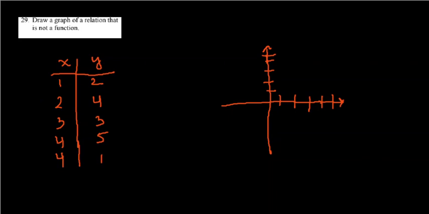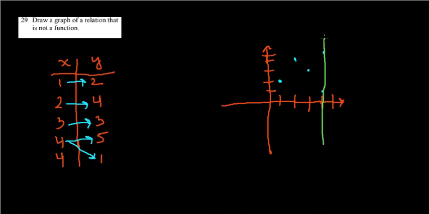Alright, cool. So we are going to plot these points: 1, 2, then 2, 4 around here, even though my graph is not very straight. 3, 3 is here. 4, 5 is here, and 4, 1 is right here. The reason why this relation is not a function is that we can draw lines to each of these points, and 4 hits 2 y values.